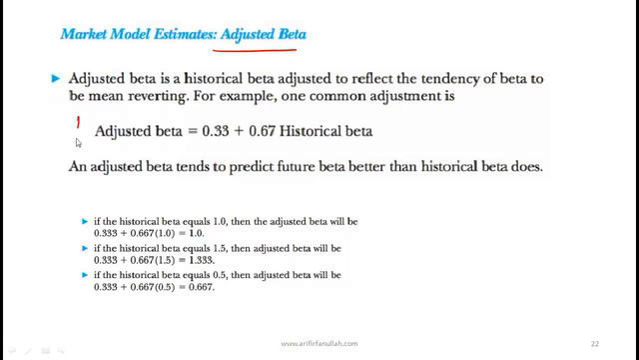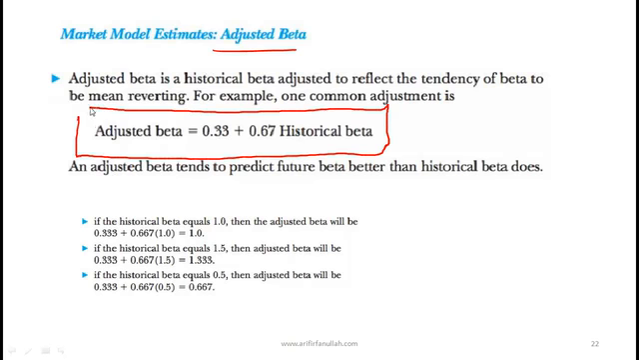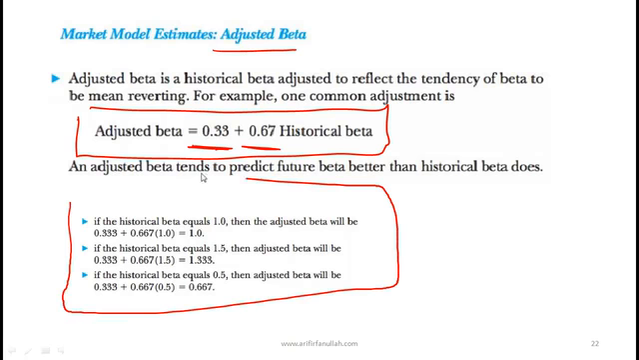And hopefully you recall this formula for adjusted beta. These numbers just need to be remembered. So an adjusted beta is always 0.33, or at least in our world, it's 0.33 plus 0.67 times the historical beta. And these are 3 simple examples from the curriculum, which are really simple. So just go through this once and it should be easy.